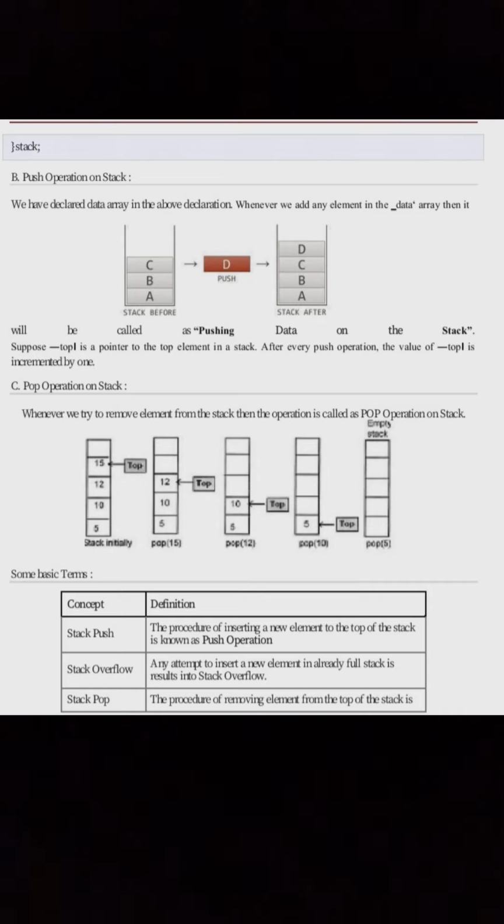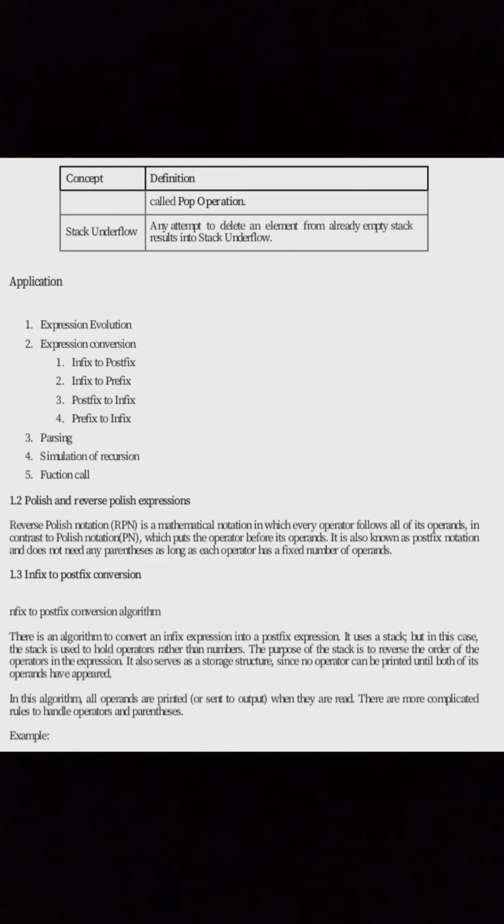See the figure. Some basic terms, concepts and definitions I will tell. Stack push: the procedure of inserting a new element to the top of the stack is known as a push operation. Stack overflow: any attempt to insert a new element in an already full stack results in stack overflow. Stack pop: the procedure of removing an element from the top of the stack is called pop operation. Stack underflow: any attempt to delete an element from an already empty stack results in stack underflow.